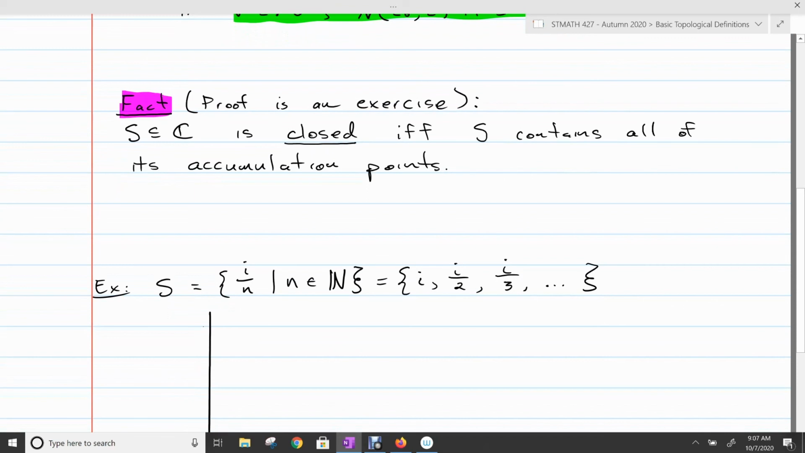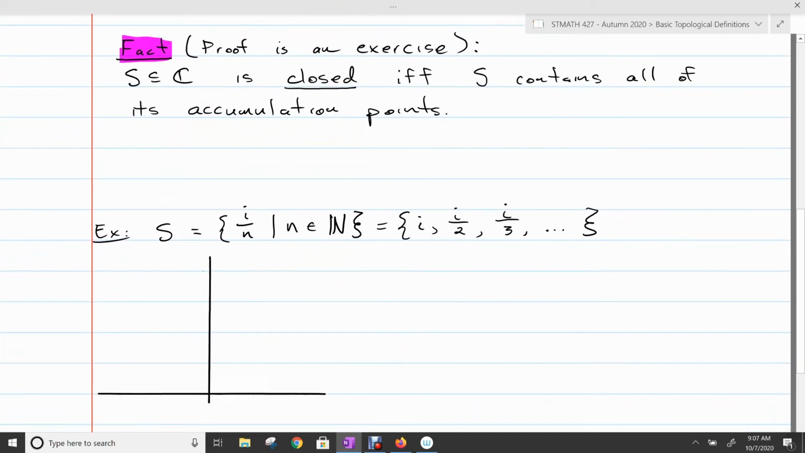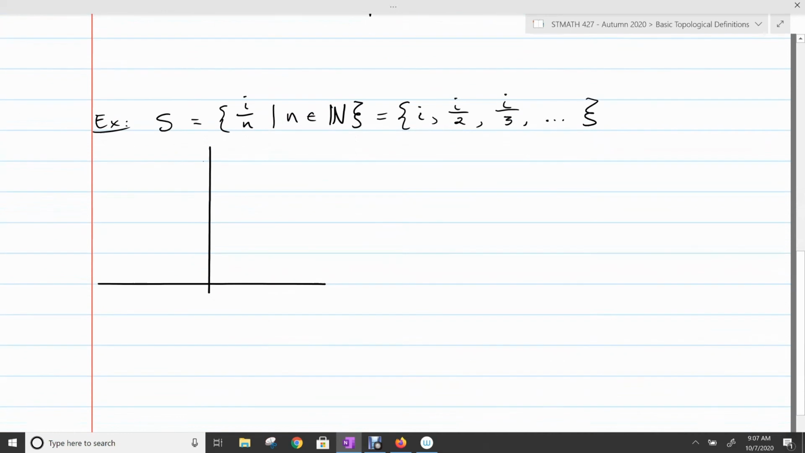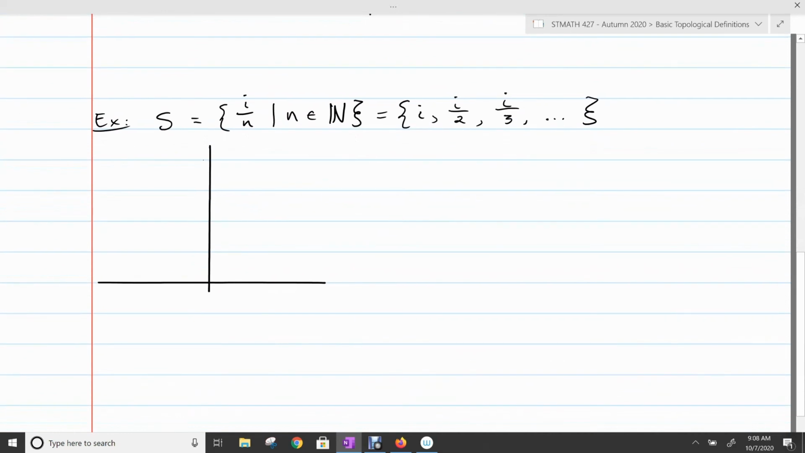Let me give you a specific example of a set where we have an accumulation point. The points we're going to look at are of the form i, i over 2, i over 3, and so on and so forth. If you start graphing those points in the plane, you would see something that looks like this. You get this sequence of points, and those points appear to be getting closer and closer to the origin, but of course they never quite make it to the origin. So the origin here is not one of those points.